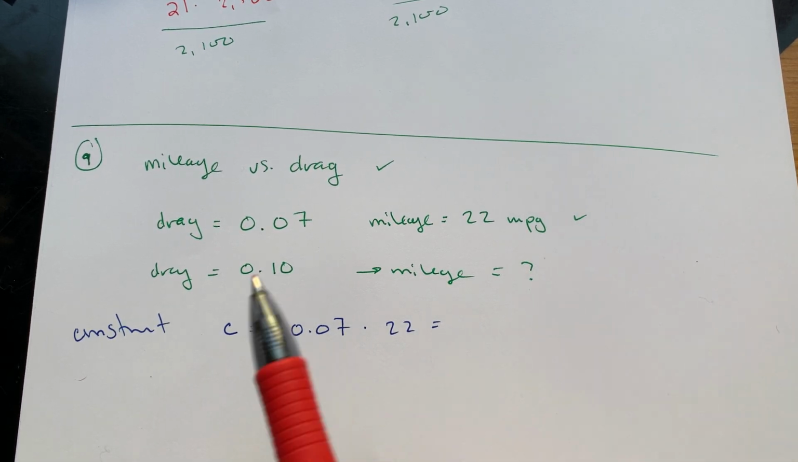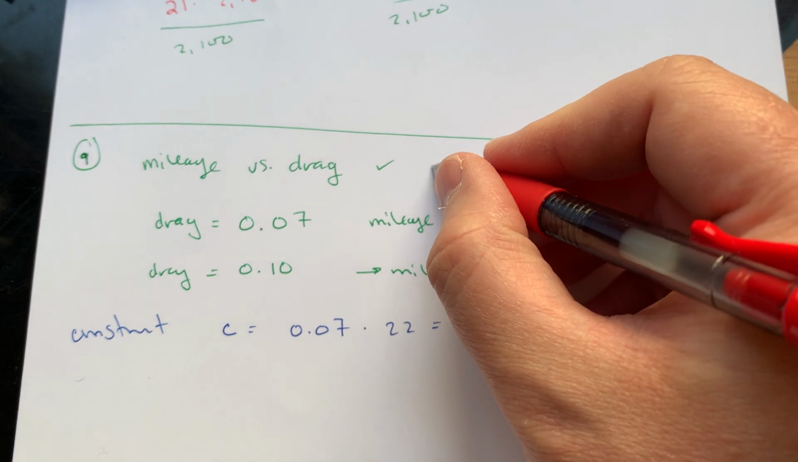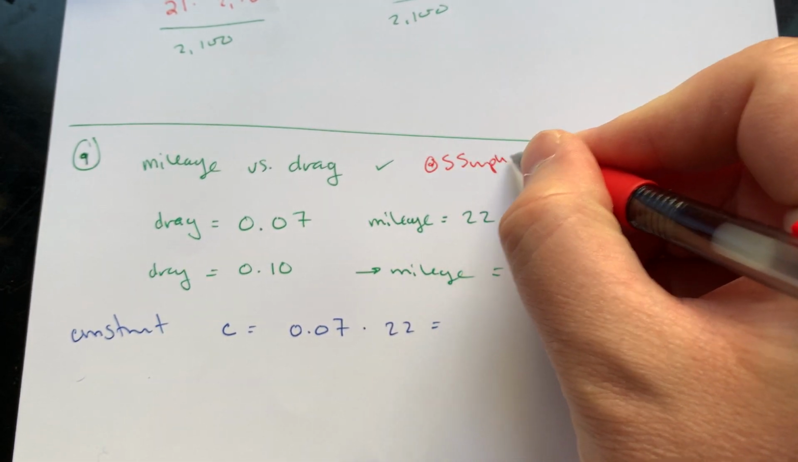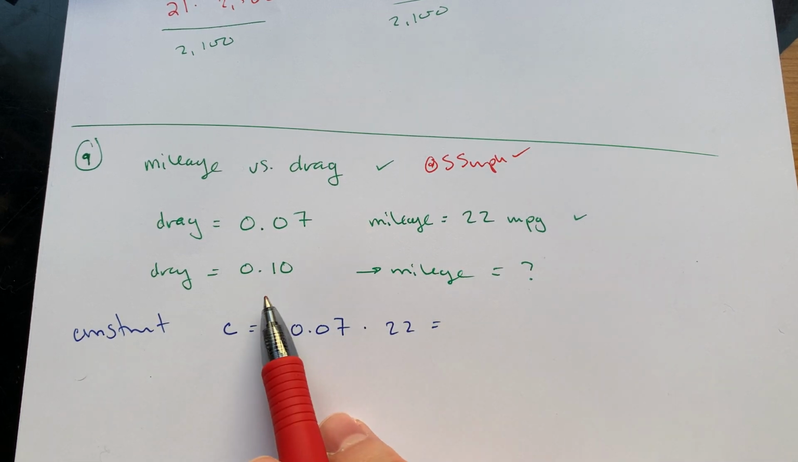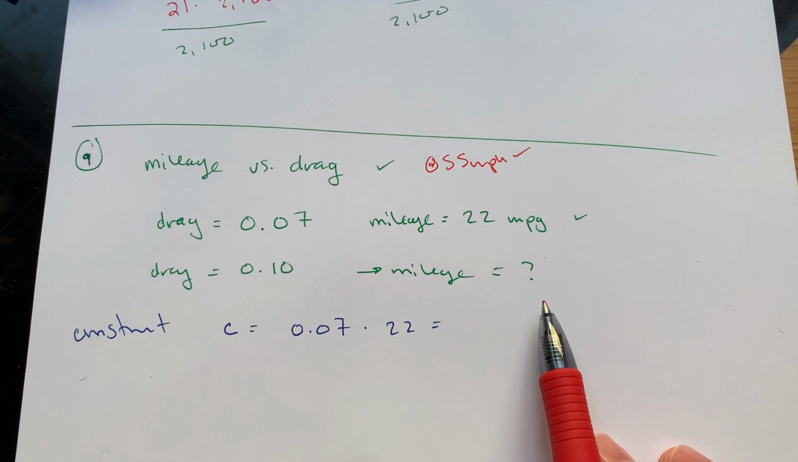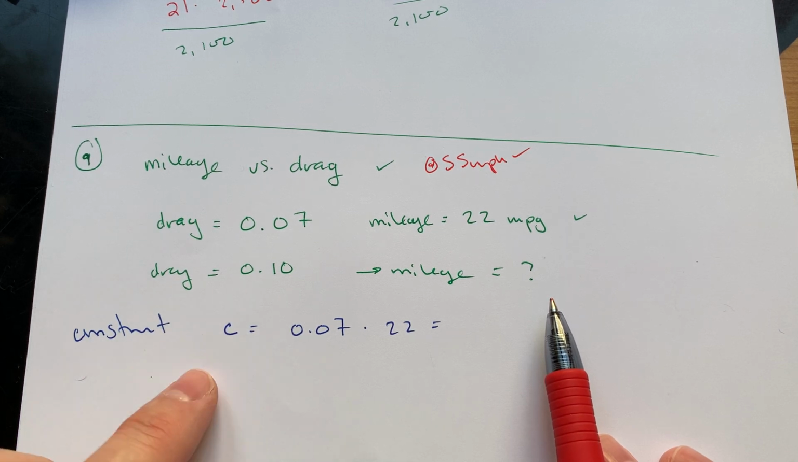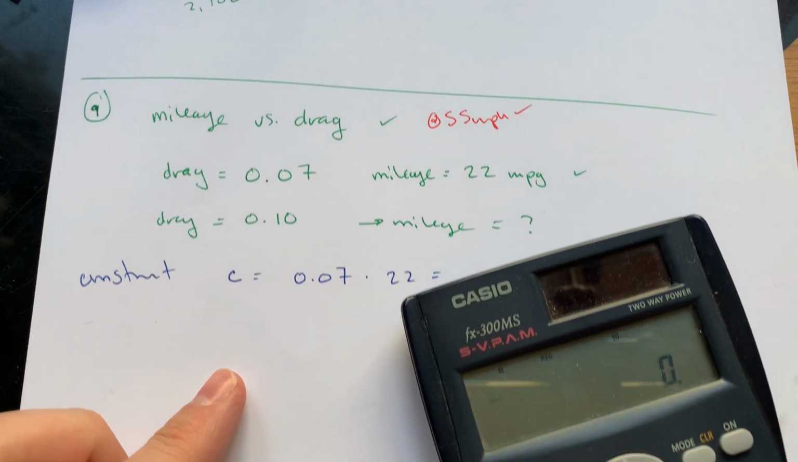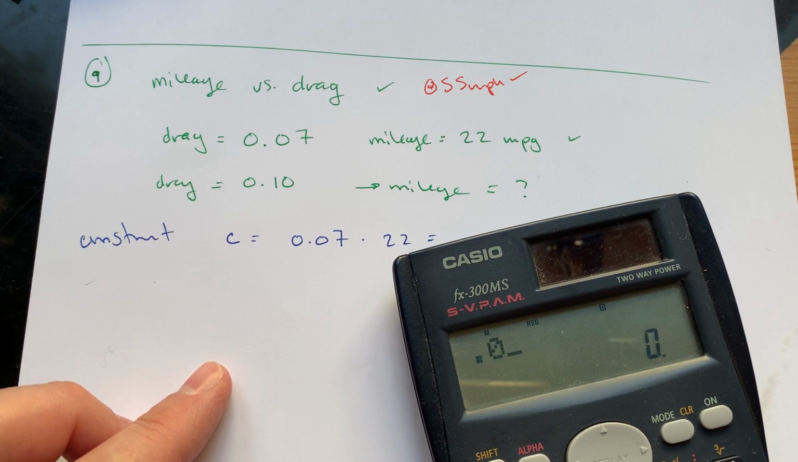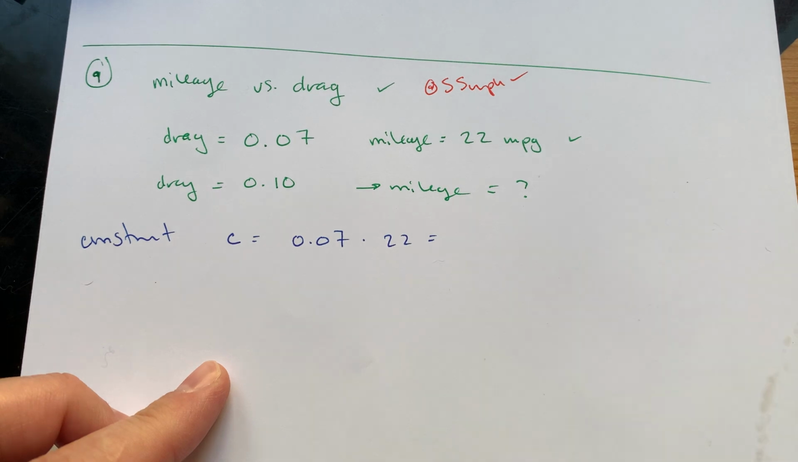So the information we need, right, is mileage versus drag at 55 miles per hour. It's just having a consistent situation. So the drag was 0.07, and that gave us a mileage of 22 miles per gallon. If the drag goes up to 0.10, what is our new mileage going to be? What's our new miles per gallon? To solve this with a constant, you say, okay, my constant is whatever my first two values multiply to. So that's, for us, 0.07 times 22, right? So that's going to be 1.54. That's our constant.